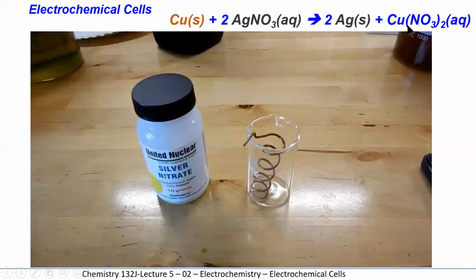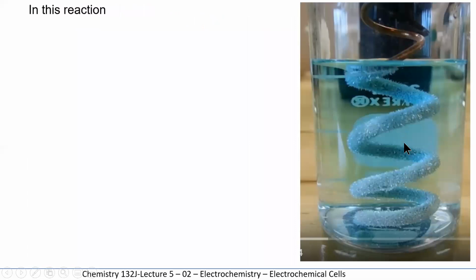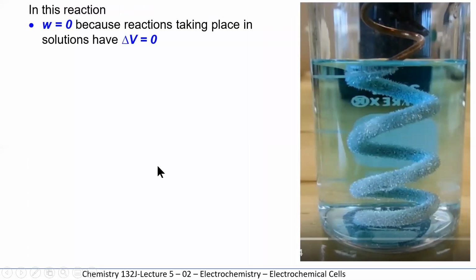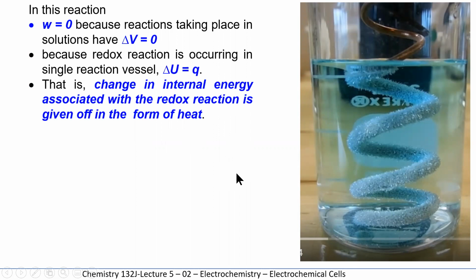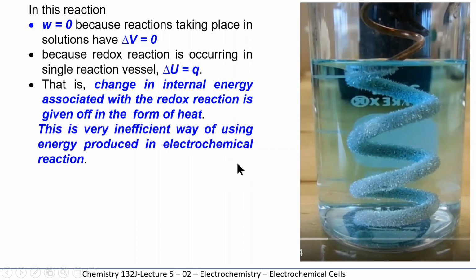So again, there's the overall equation for the reaction. Let's talk in detail about what's happening here. There's no work going on because there's no change in volume. This is also being carried out at constant pressure. So we know changes in internal energy must be coming from heat alone. The change in internal energy is happening spontaneously here as the copper is introduced into the silver nitrate. But it's a very inefficient way of using energy.